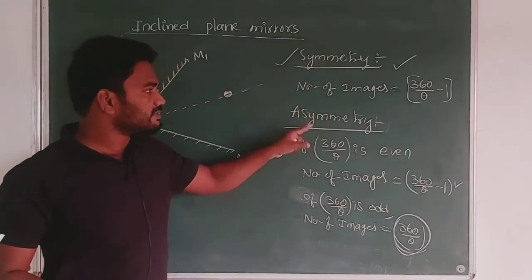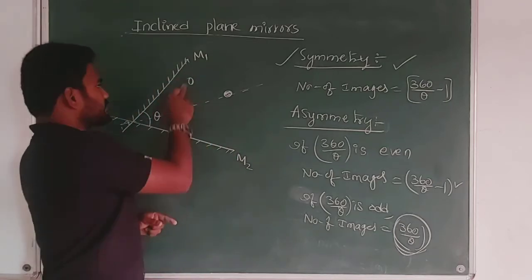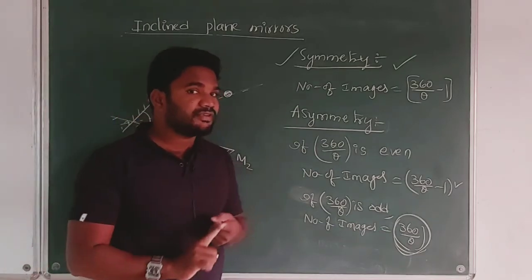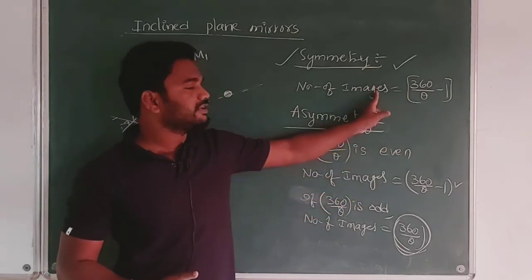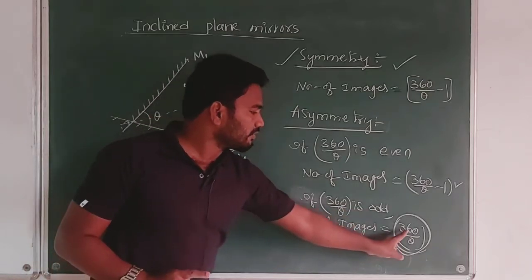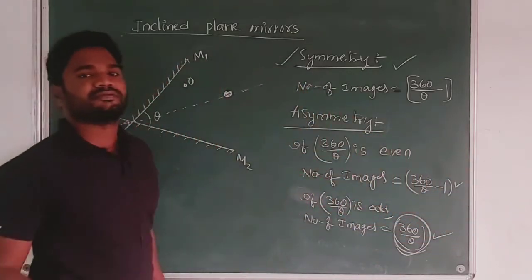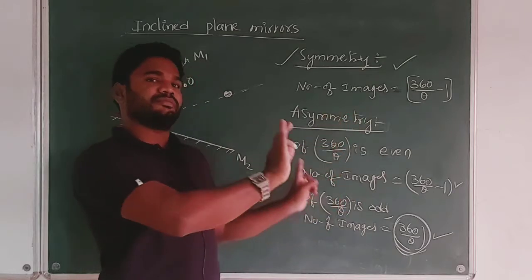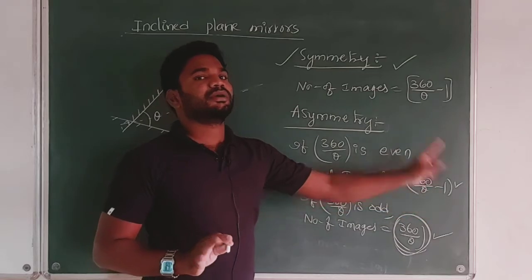Next, second, coming to the asymmetry line. Suppose, for example, the object is placed here. This is the position of the object. Then how can you find it? There are two cases again. If 360 by theta is even, then the same formula as before. If 360 by theta is an odd number, then the number of images is equal to 360 by theta itself. That's all. Are you getting my point? If it is odd, the number of images will be the same, 360 by theta only. If it is even, we have to do 360 by theta minus 1.